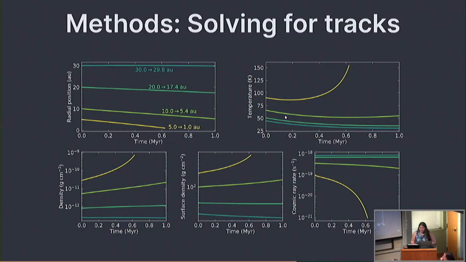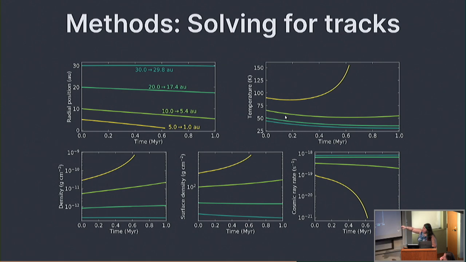Once the surface density is known, the rest is relatively easy. We solve for the velocity of a small gas parcel as it moves toward the star, and then integrate to find the path that it takes. That's what I'm showing in this top left panel, radius as a function of time as this parcel moves in toward the star. All the tracks are color-coded, so you can follow them in the other panels.